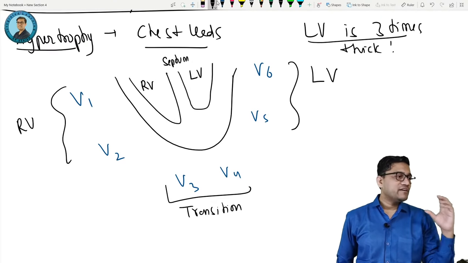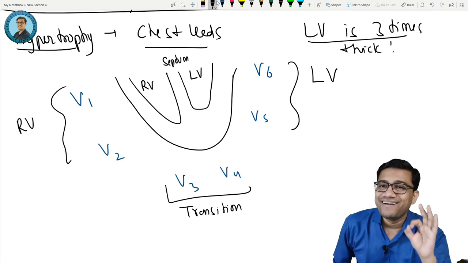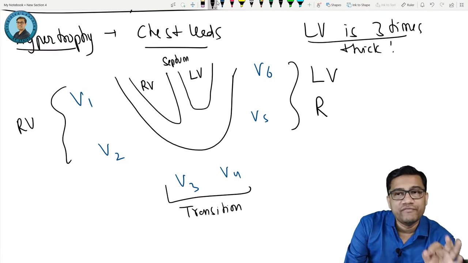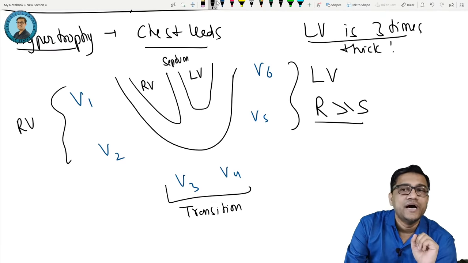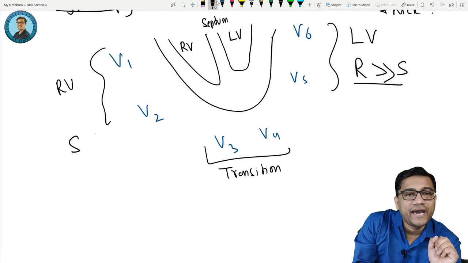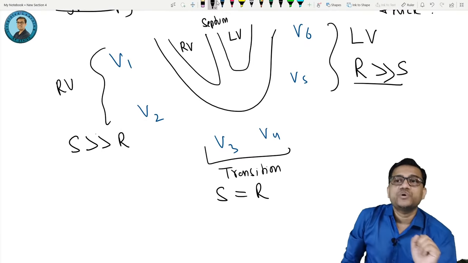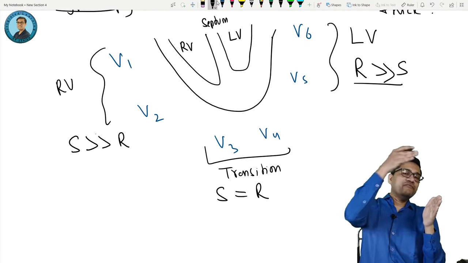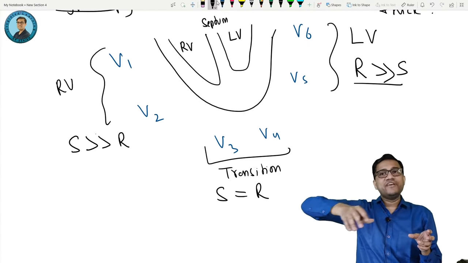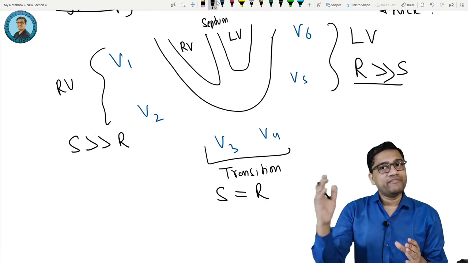Are you clear? So what do V1, V2 show? They show the right ventricle. V5, V6 show what? The left ventricle. So obviously here the R wave would be big, R wave bigger than S. Here the reverse occurs. In these leads, the S is bigger than R, and here they are equal. So as you go from V1 to V6, the R wave keeps rising, and the left axis is this. So in the left ventricle, R is bigger.